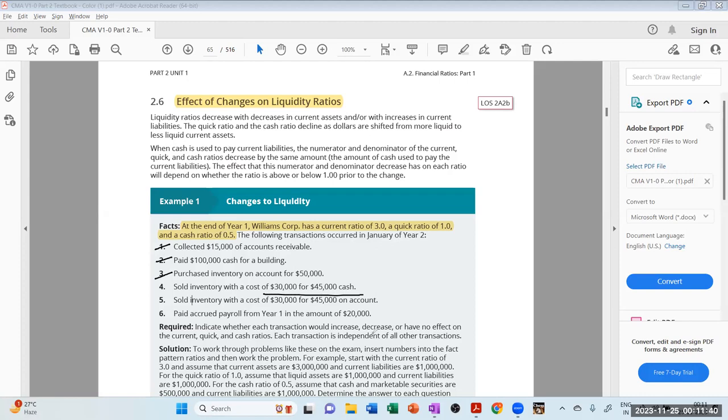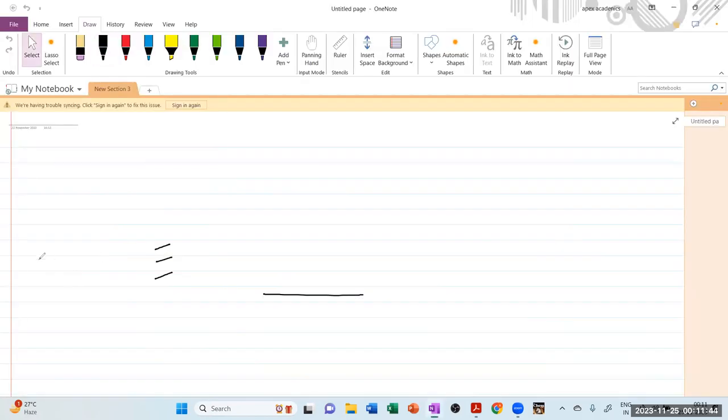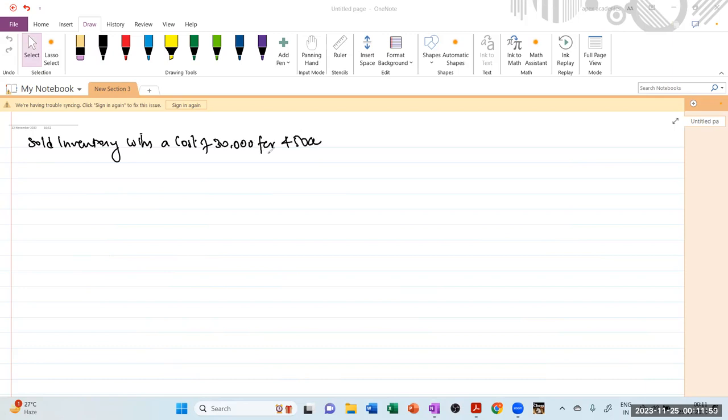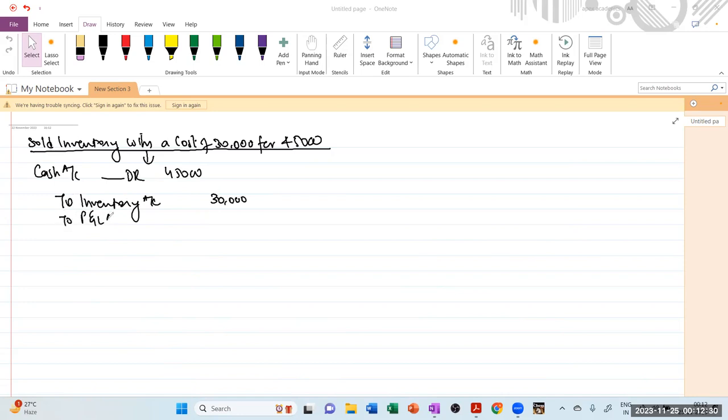Now sold inventory with a cost of 30 for 45. Say the journal entry. These are basic journal entries. Come on, quickly please, don't waste time. Cash to inventory. Cash account debit to inventory. Incomplete rather. Cash account debit 45,000. Inventory account debit 30,000. To profit. Perfect. 15,000. Correct? That's the journal entry.